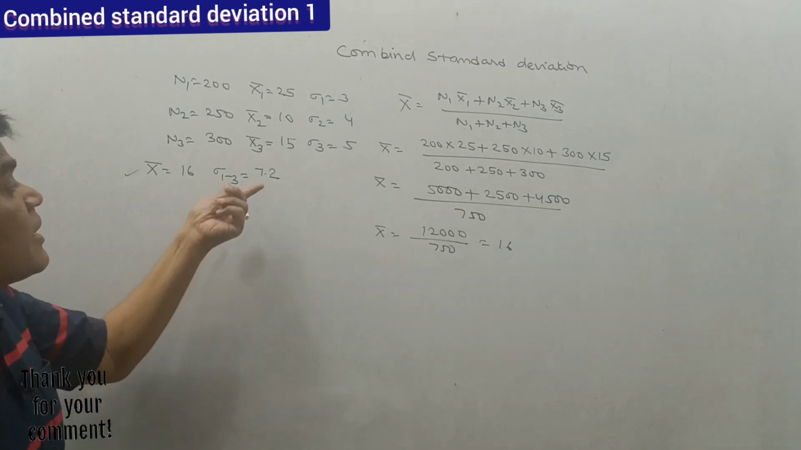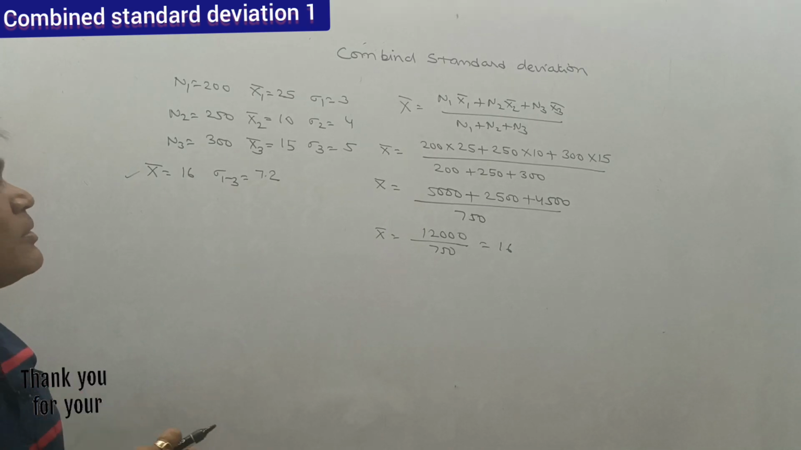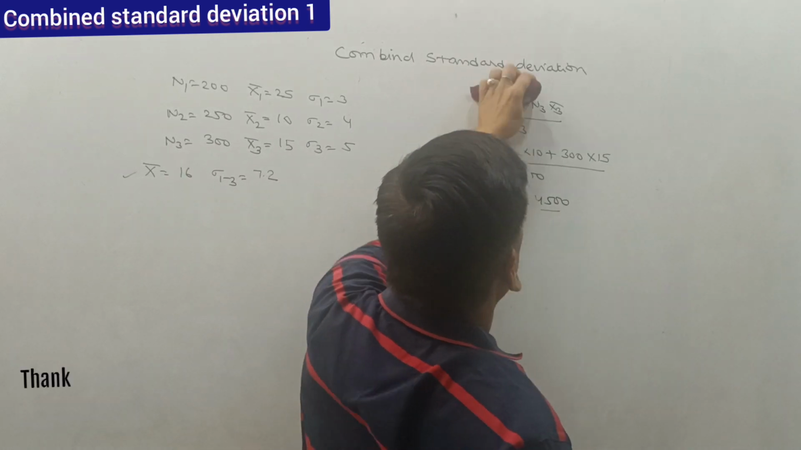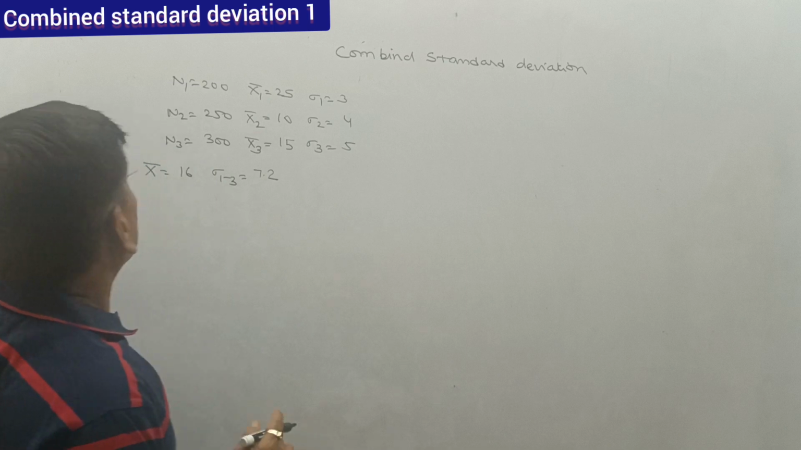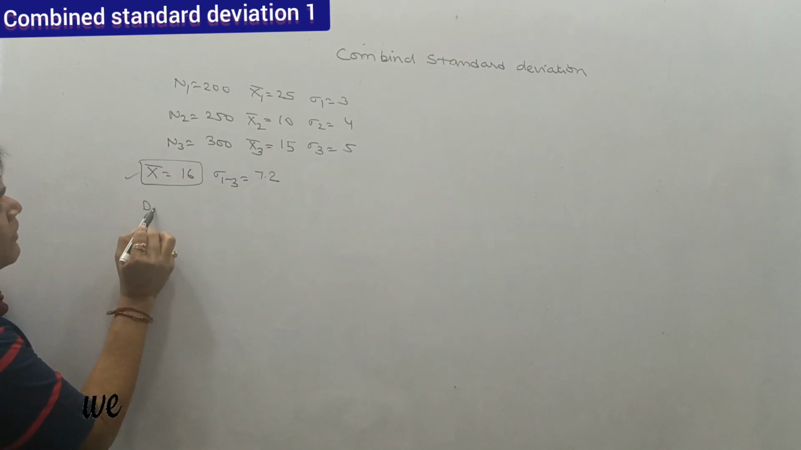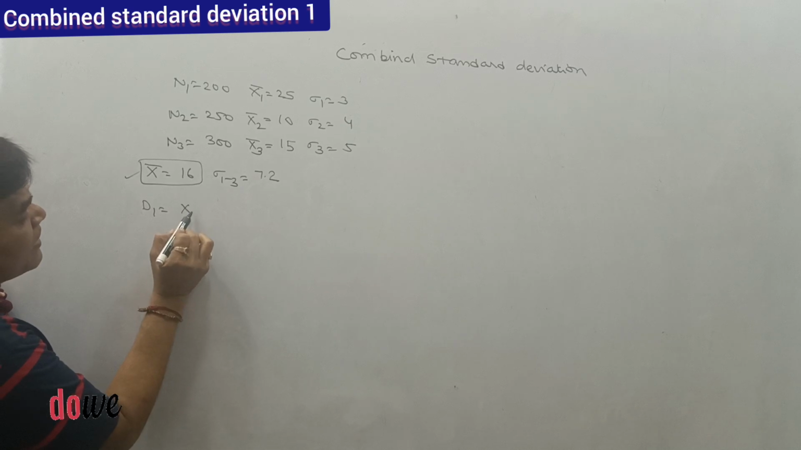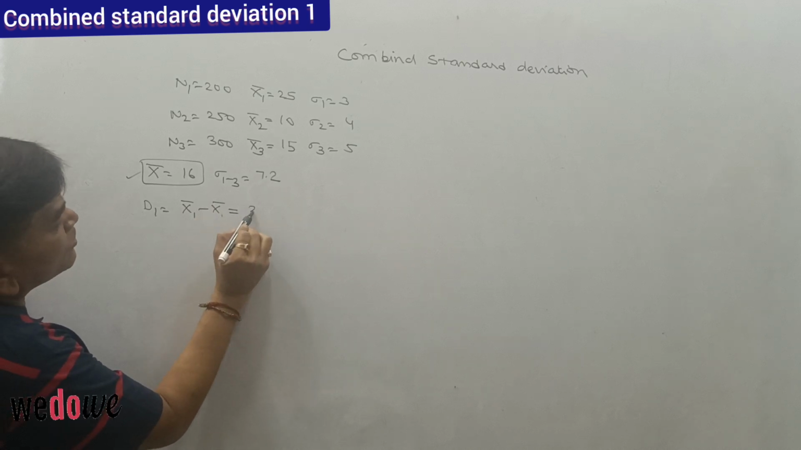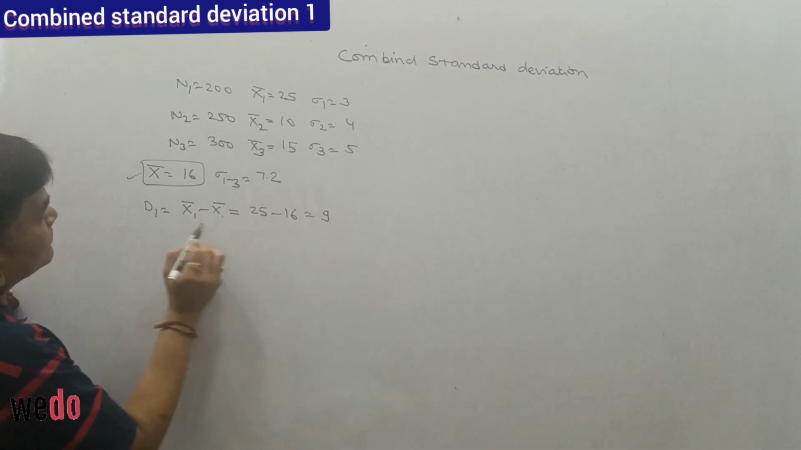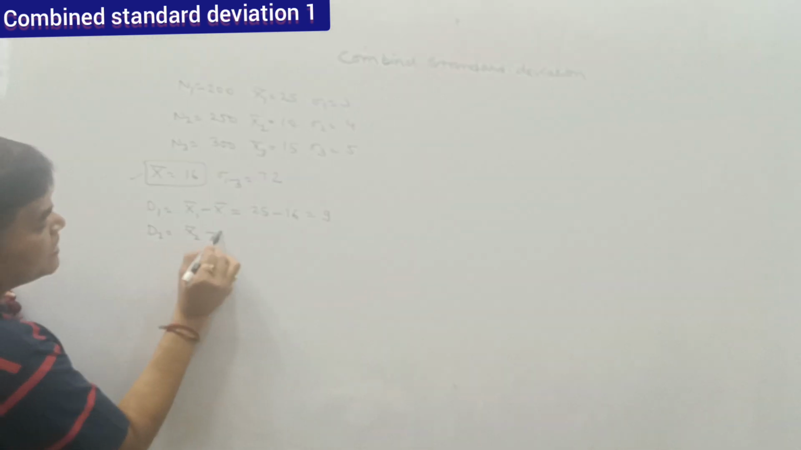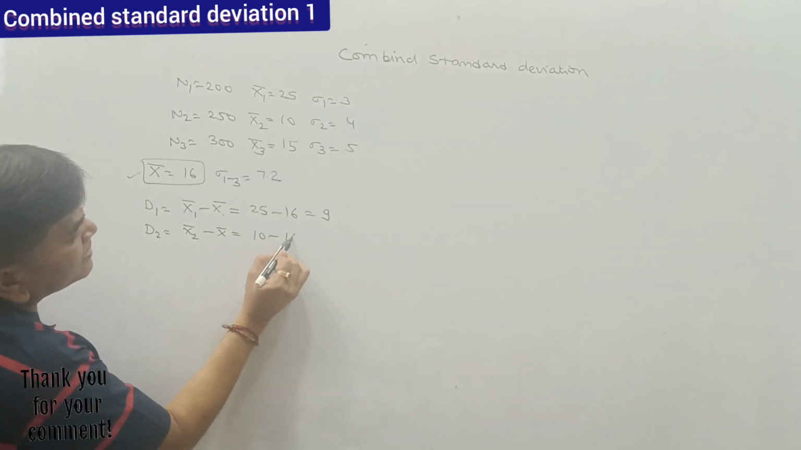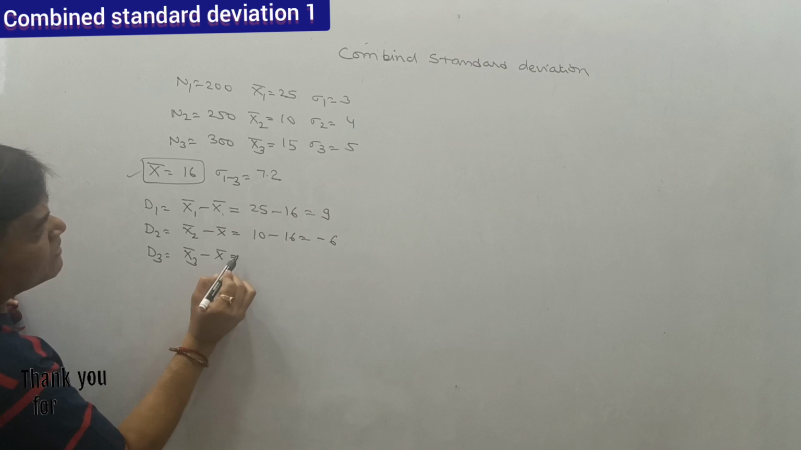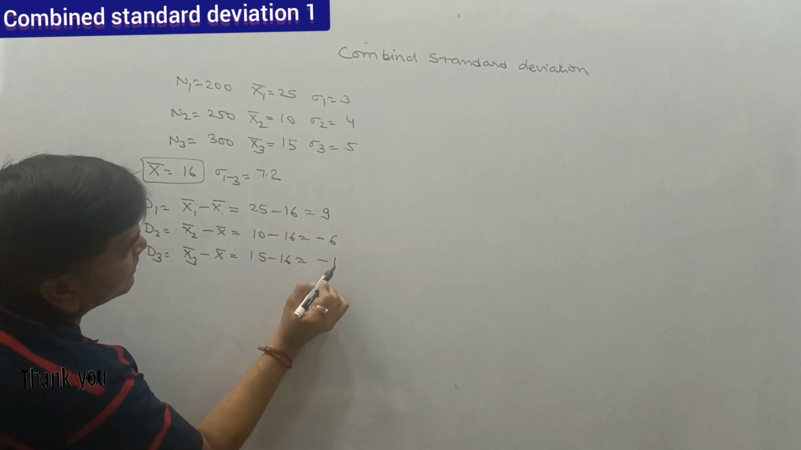Second, we have to calculate the combined standard deviation. For getting the combined standard deviation, firstly we will get the values of D1, D2 and D3. The value of D1 is x bar 1 minus combined arithmetic mean, that is 25 minus 16, that is 9. Value of D2 is x bar 2 minus combined arithmetic mean, that is 10 minus 16, that is minus 6. Value of D3 is x bar 3 minus combined arithmetic mean, that is 15 minus 16, that is minus 1.